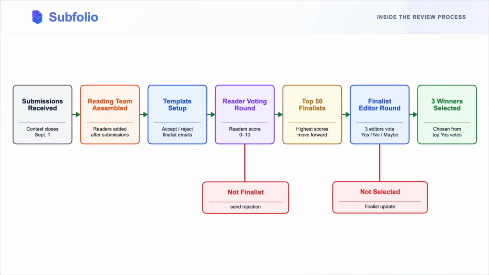This is the flowchart of the aftermath review. First, all submissions are received and the contest closes. Then, a reading team is assembled. In our case, 6 readers. Then, templates are designed for acceptance messages, rejection messages, and finalist messages. Then, each submission gets a reader assigned from the reading team, and they vote 0 through 10 on the piece. Then the submissions are ordered by score.